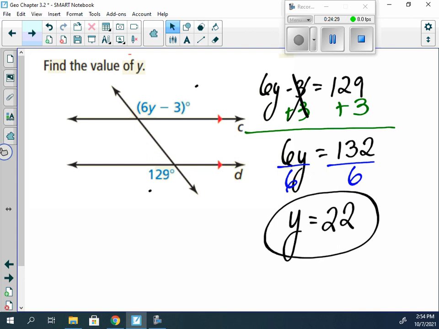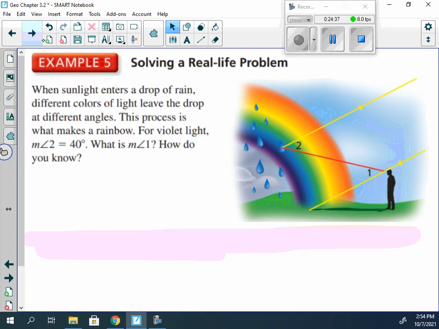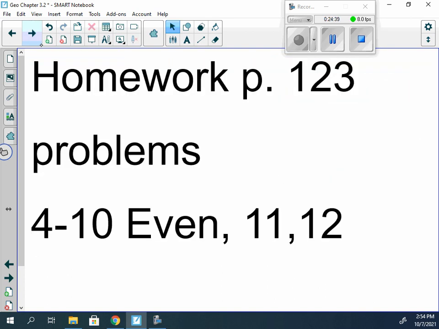Any questions on this here? Do we feel good with this? Yes? All right. The rest of this isn't any different, because that is it for today. So your assignment is on page 123. Yes, write this down first.